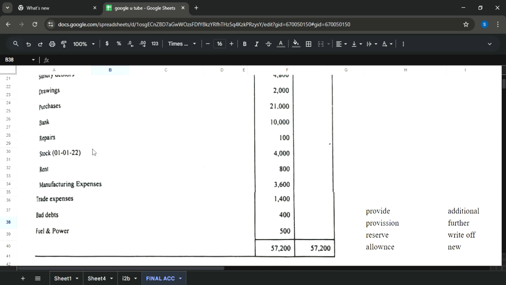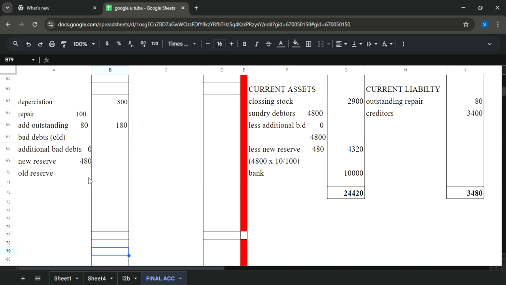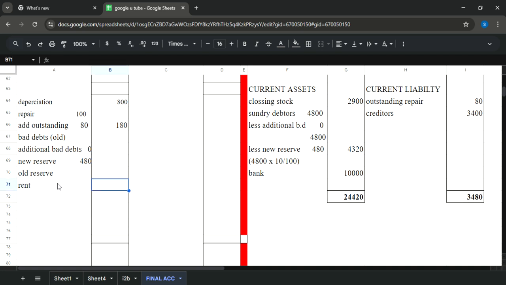After which we have rent, 800, an indirect expense. So you will come over here and write 800 as the amount of rent.